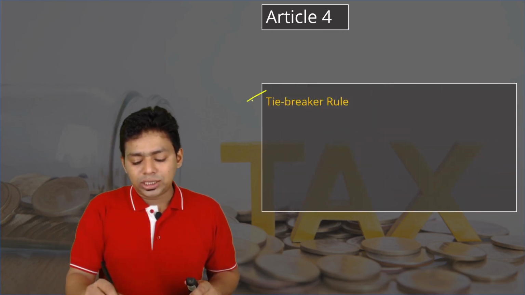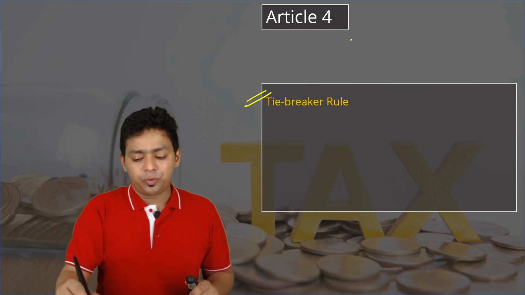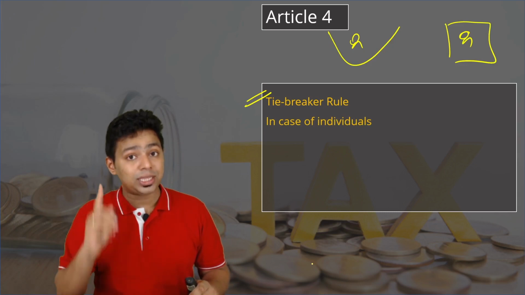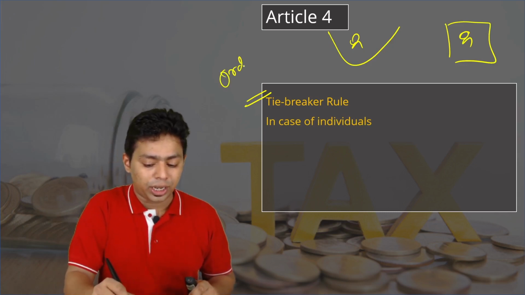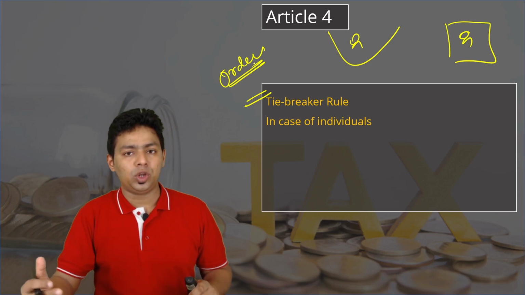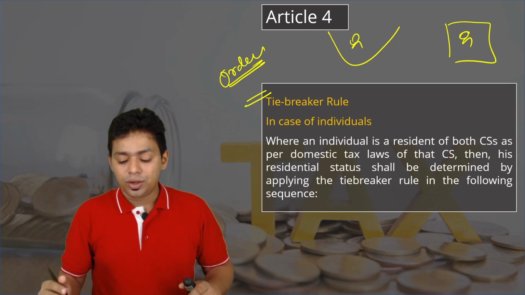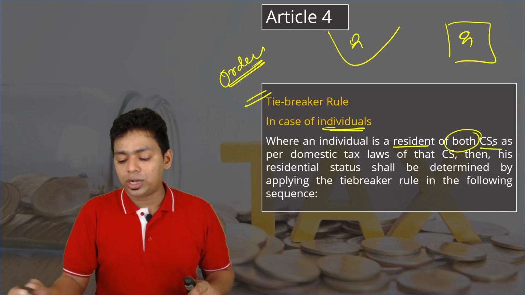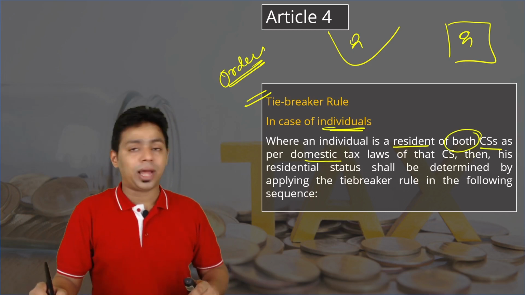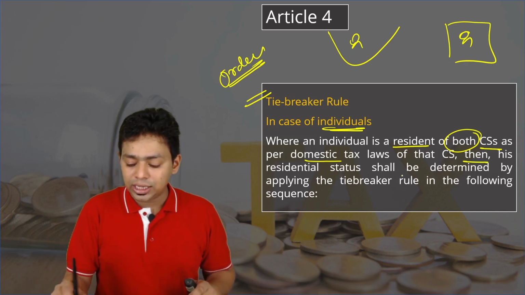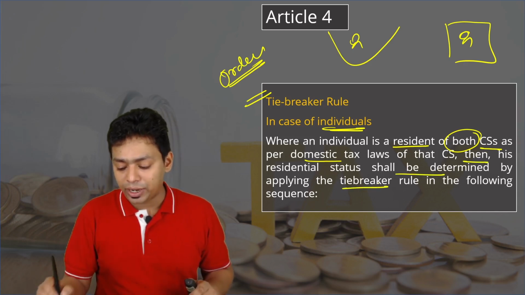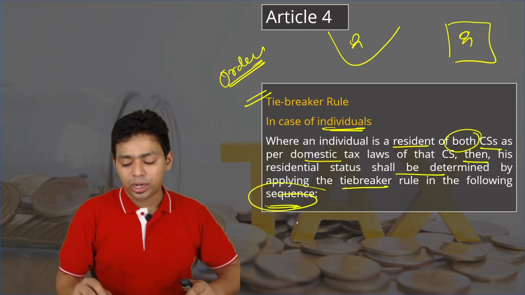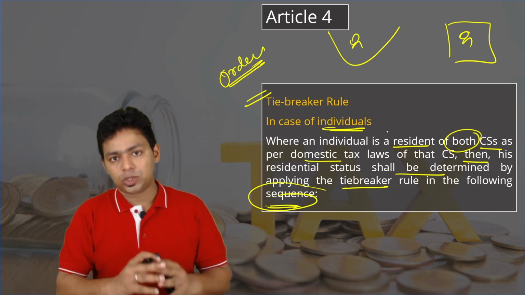Now the next one: what is the tiebreaker rule, sir? The tiebreaker rule applies when an individual is a resident of both the countries. So what steps do we have to follow? Please understand, you have to follow these steps in the order given. You cannot change the order of the rule. You have to follow exactly the same order. In case of individuals, we are learning first, where an individual is a resident of both contracting states as per the domestic tax laws of those contracting states, then his residential status shall be determined by applying the tiebreaker rule in the following sequence. The sequence has to be followed. That is very important. So please learn this rule from this whole lecture.